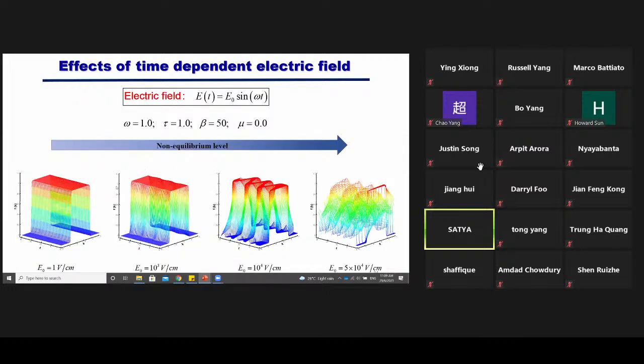Now this is the effect of time dependent electric field, same as for constant electric field value. Here we get the Boltzmann dynamics at low and high electric field value. And this is a solution of the electric field at high value.